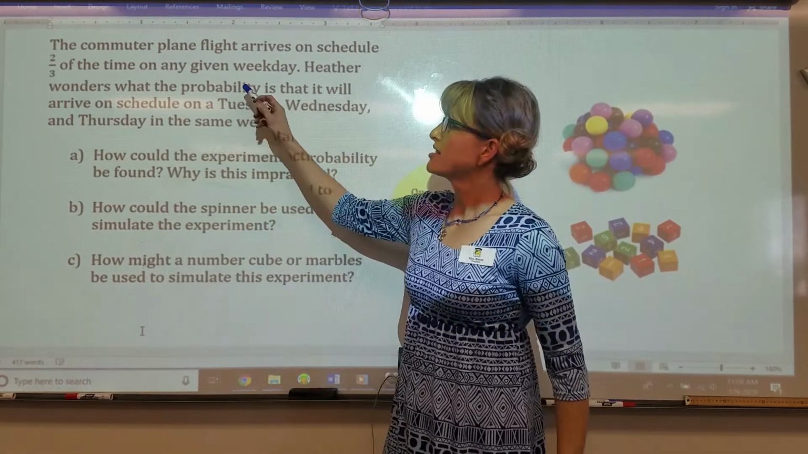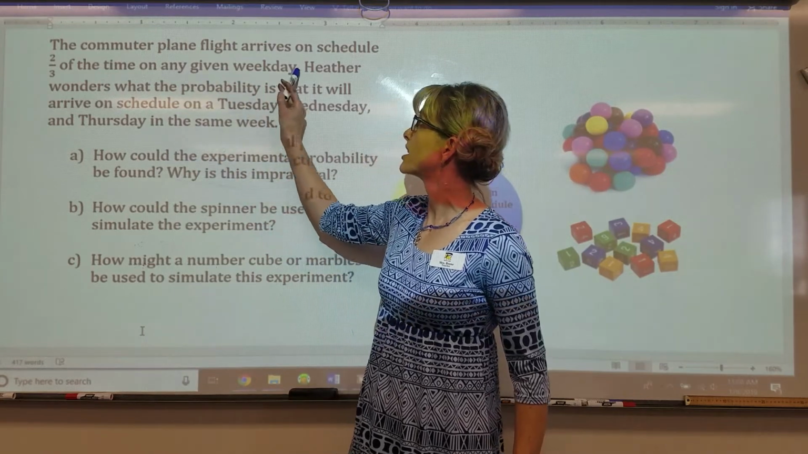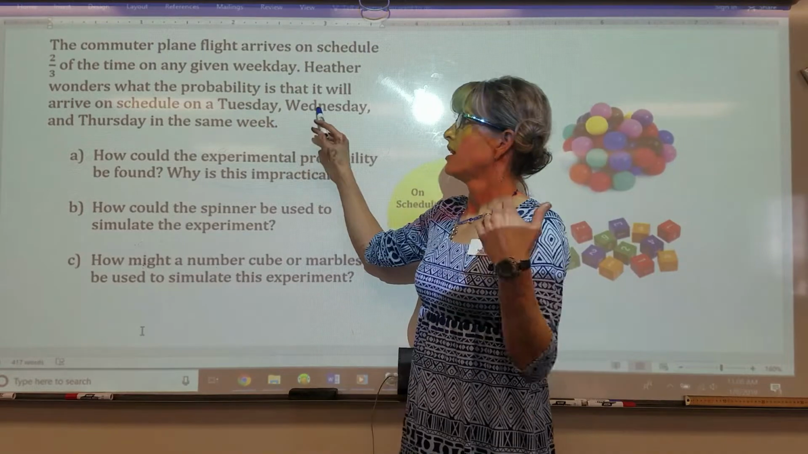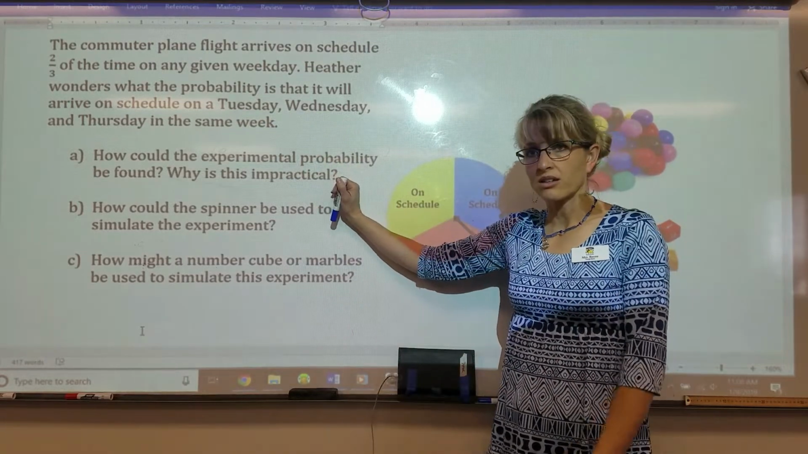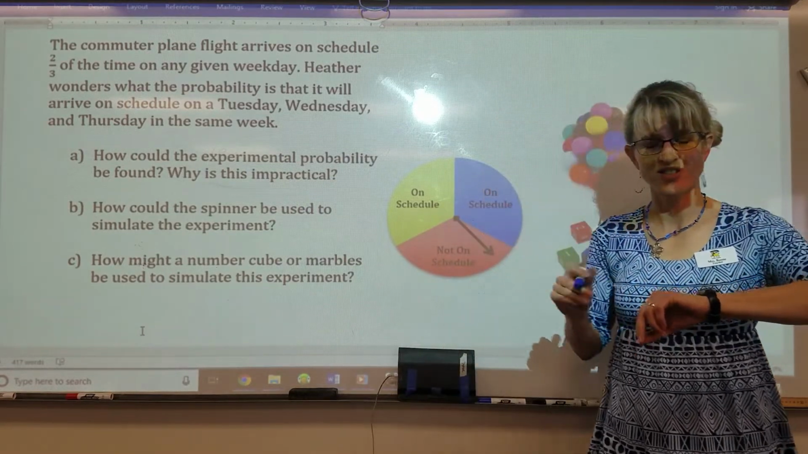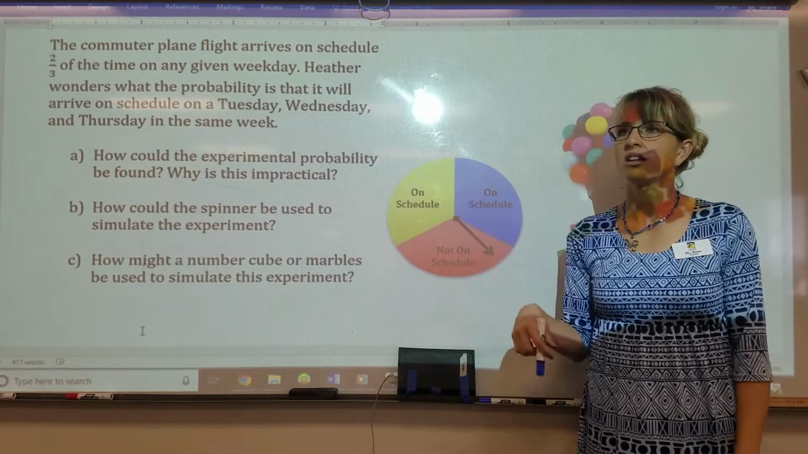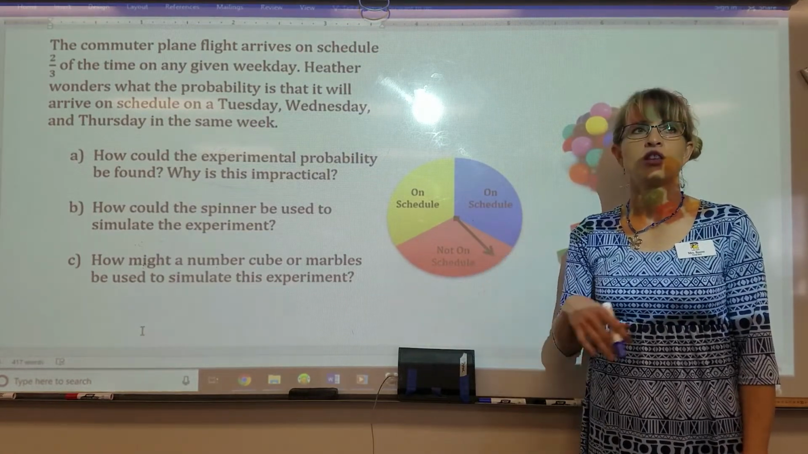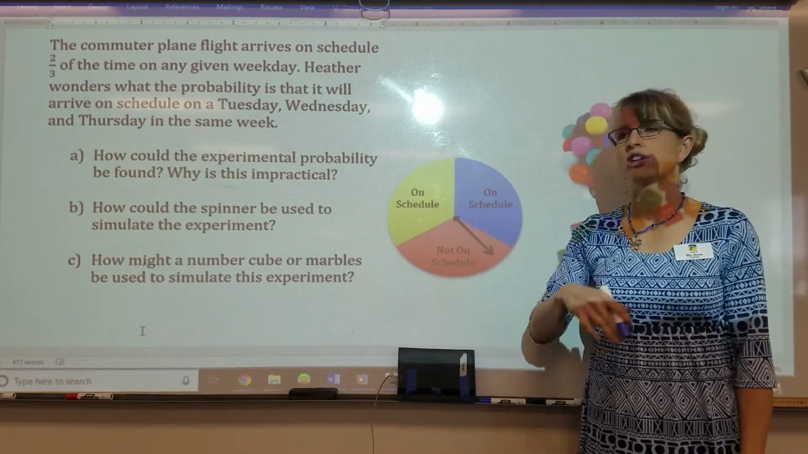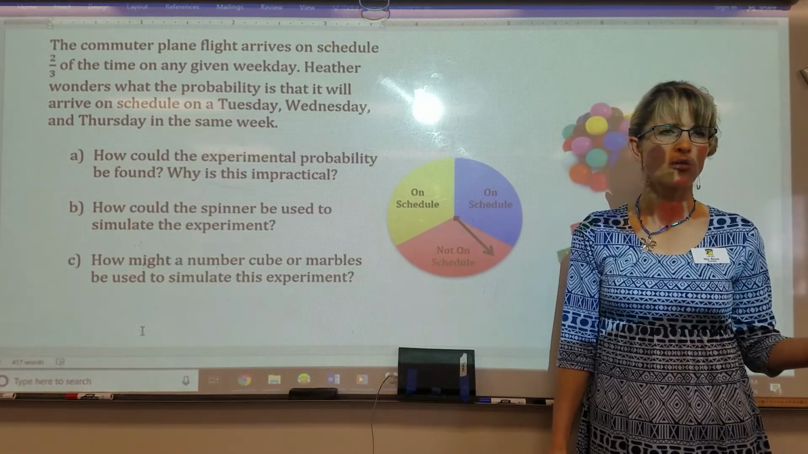For example, in this case they said that a commuter plane arrives on schedule 2/3 of the time on any given weekday. Heather wonders what the probability is that it will arrive on schedule on a Tuesday, a Wednesday, and a Thursday in the same week. So she could go down to the airport on Tuesday and sit there with her watch and her little sketchbook and tally, okay, that plane's on time, that one's late, that one's on time. And then on Wednesday, that one's on time, that one's on time, that one's late. She can come back on Thursday. It's not that practical, right? Take all day just to drive to the airport.